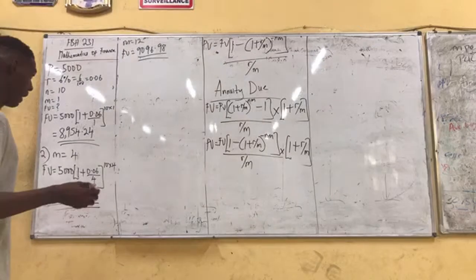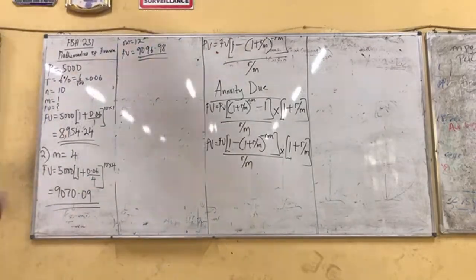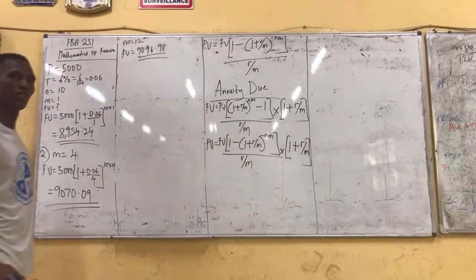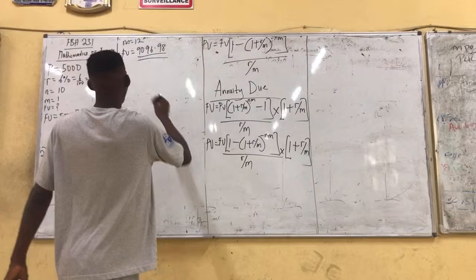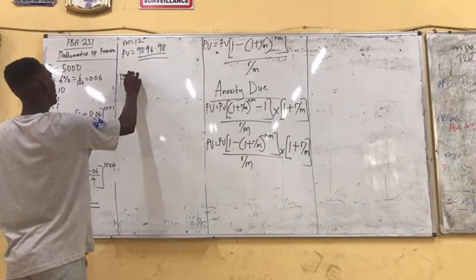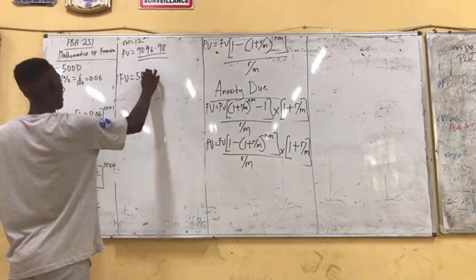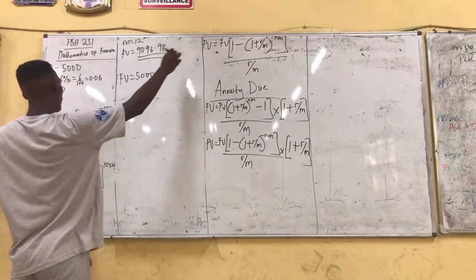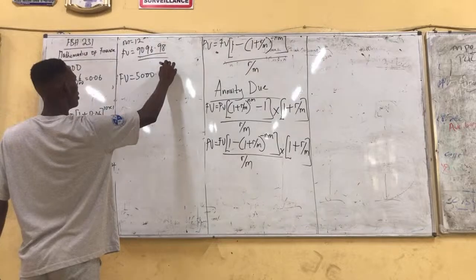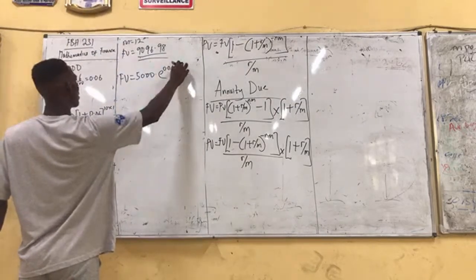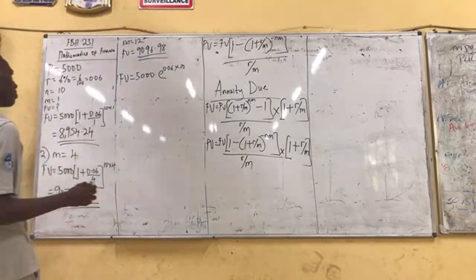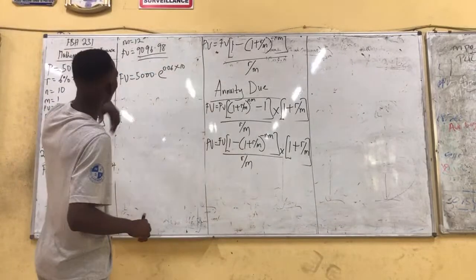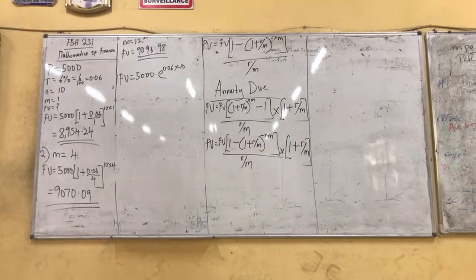Alright. We are still asking for what? The future value, because they said after 10 years, and we are given the principal. So our future value is equal to the same 5,000 times our exponential to the power of what? Our r is 0.06 times 10. So if you solve this manually, you get 0.6.